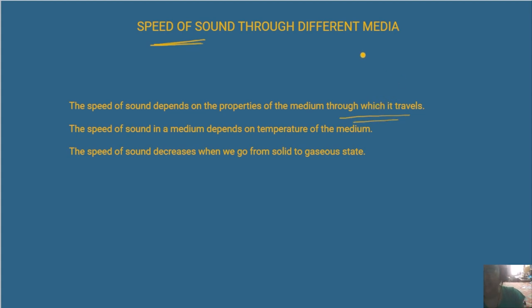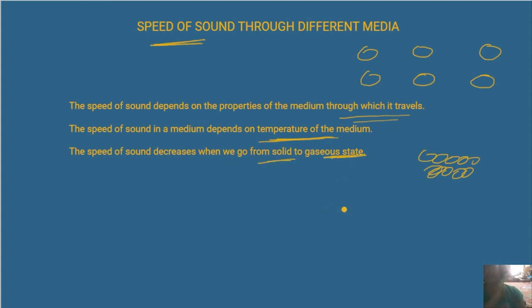Obviously, in gases the molecules are very sparsely packed, right? But in solids, they are very closely packed. So obviously, there will be a difference. The speed of sound in a medium depends on the temperature of the medium. We'll come to this later. And the speed of sound decreases when we go from solid to gaseous state. By this example of gases and solids, I hope it's clear why this third point is being made.